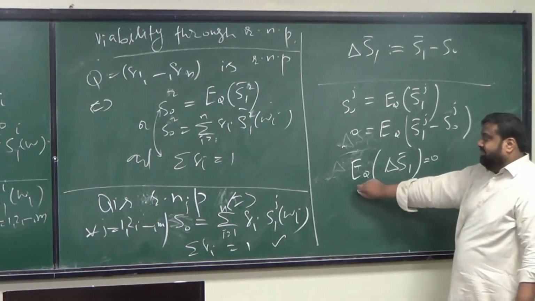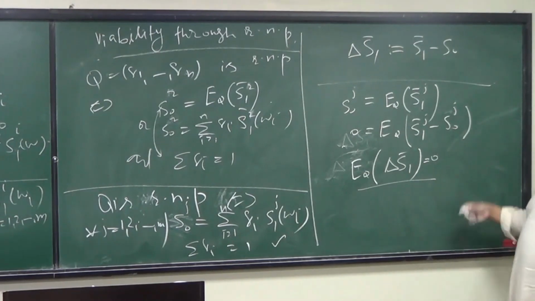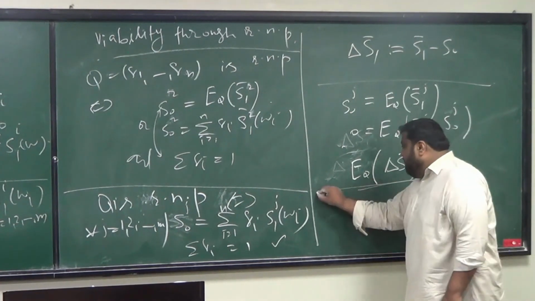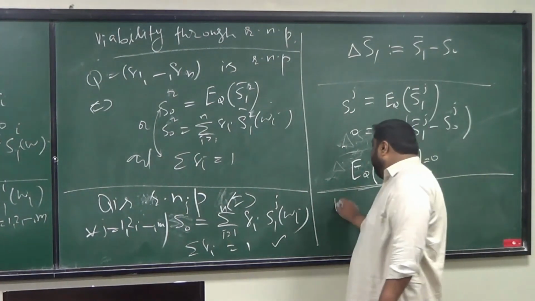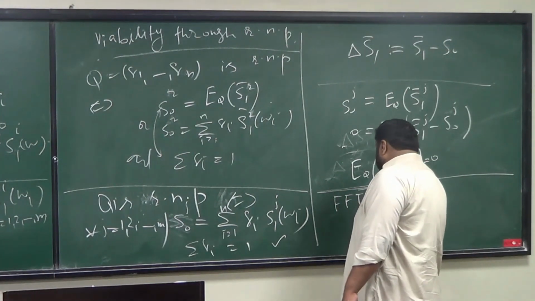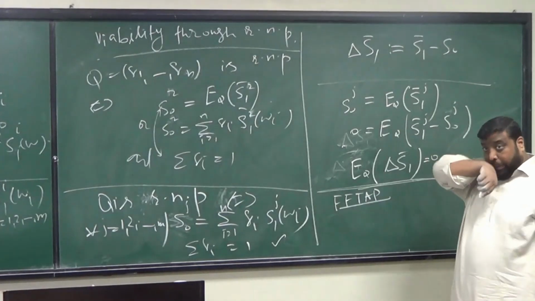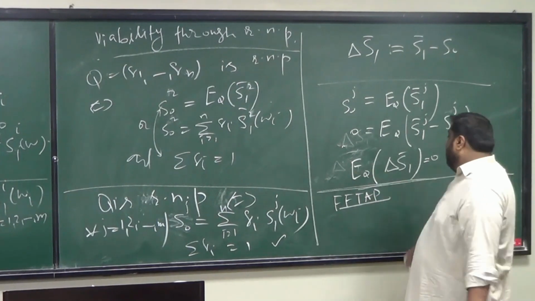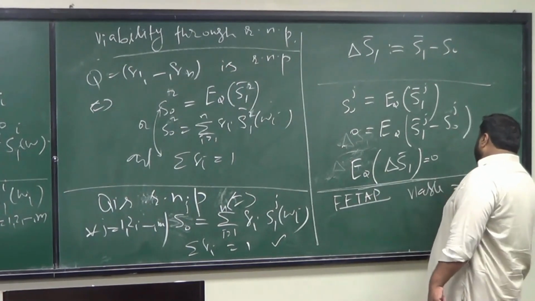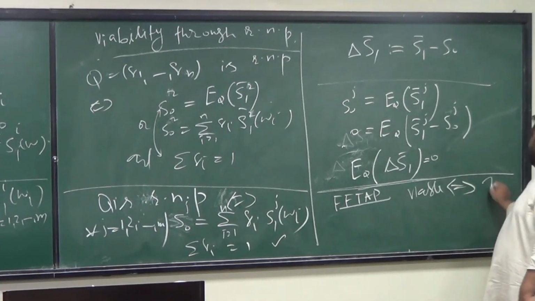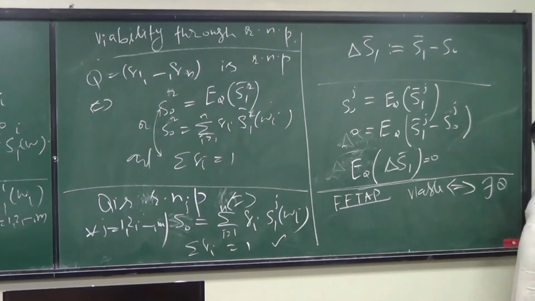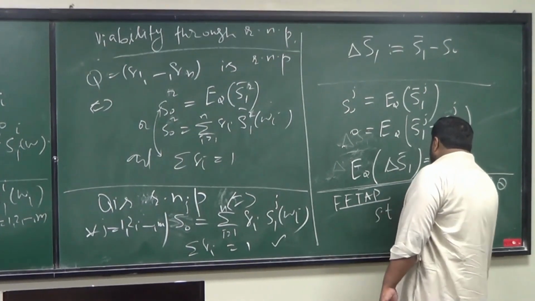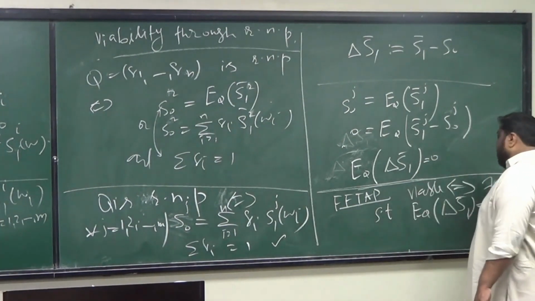So this must be zero. If you haven't figured it out yet, just think about it. You can easily figure it out. Now, here is what I call the first fundamental theorem of asset pricing in such models, and we have already proved it actually. Such a model is viable if and only if there exists Q such that EQ of delta S1 bar is 0.